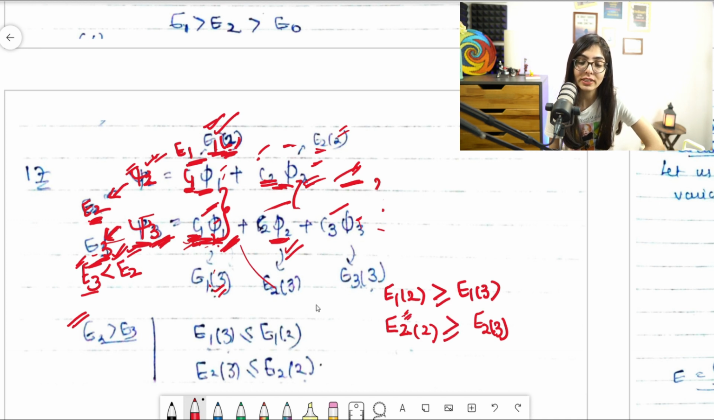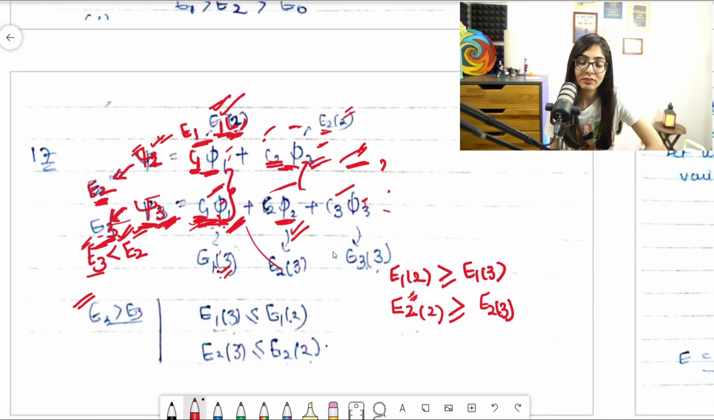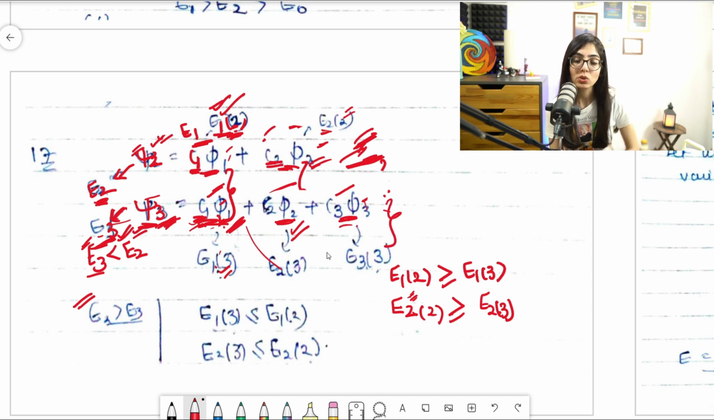Same thing I have written over here. Now you will ask me about this one. How can I compare it when the third constituent is not there? I can't compare these. So everything will be up to this only.